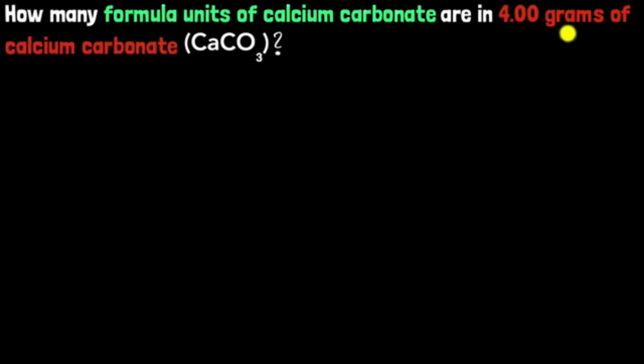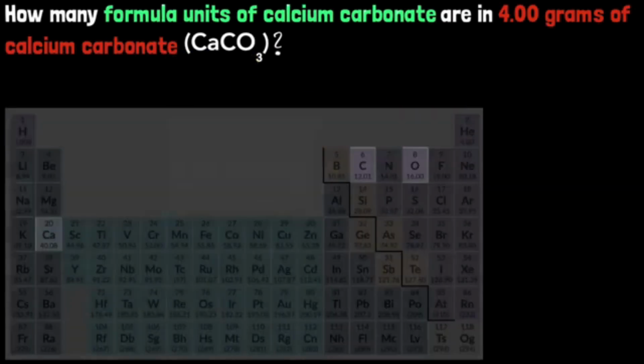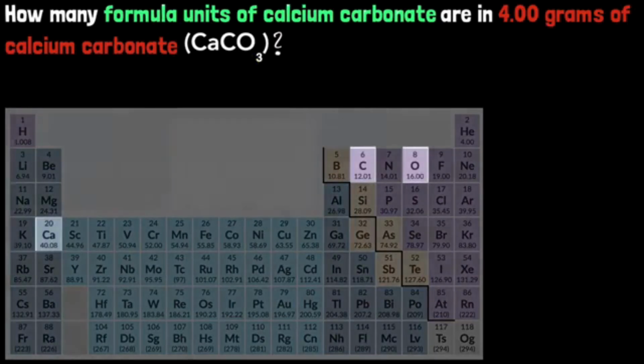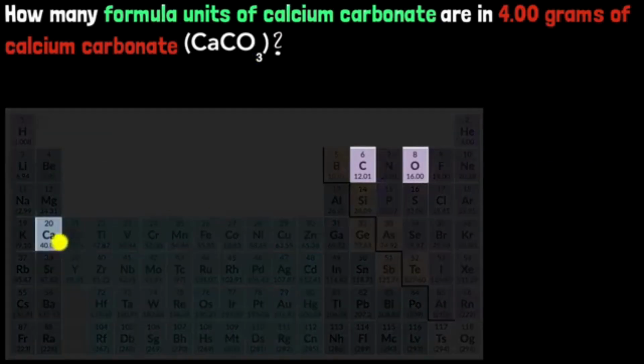So the big question is, how do I go from grams to moles? And we can figure that out using the periodic table. See, the periodic table will give me the molar mass of individual elements. So for example, here, calcium has an average atomic mass of 40.08 units. This means that 1 mole of calcium will have a mass of 40.08 grams.